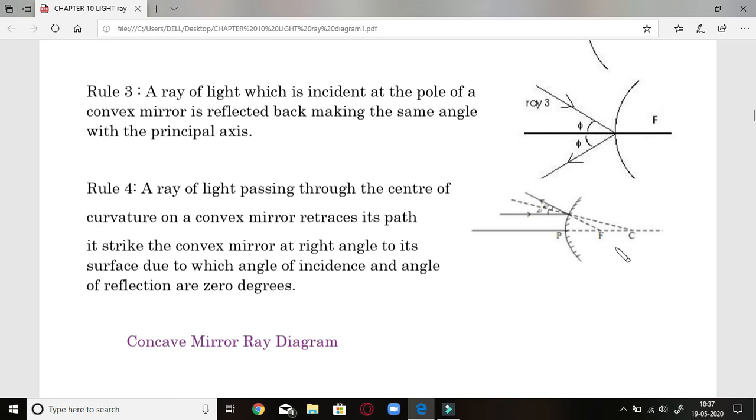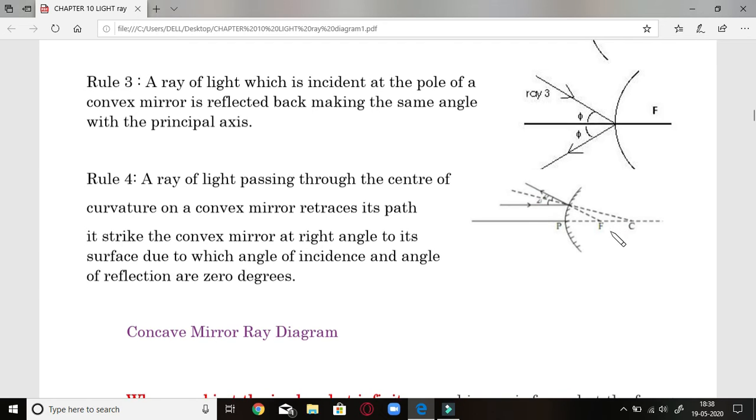Rule number 4. A ray of light passing through the center of curvature on a convex mirror retraces its path. It strikes the convex mirror at a right angle to the surface, due to which the angles of incidence and reflection are 0 degrees. Now if you look here, kids, you can find that a ray is passing through the center of curvature, and this retraces its path back again, just like the concave mirror.